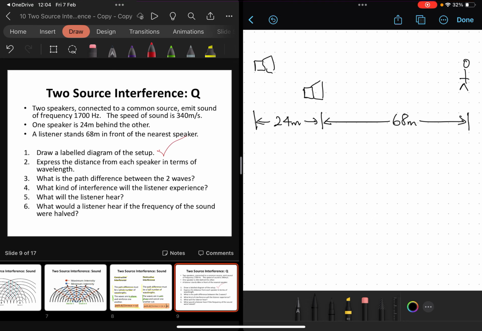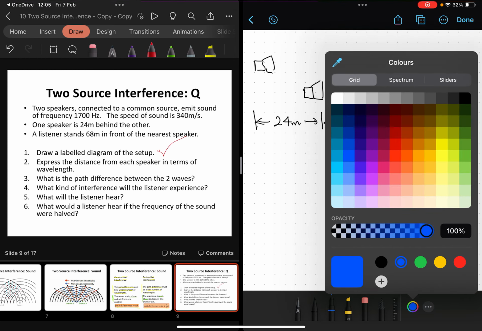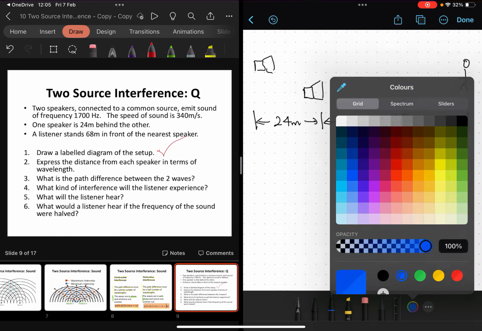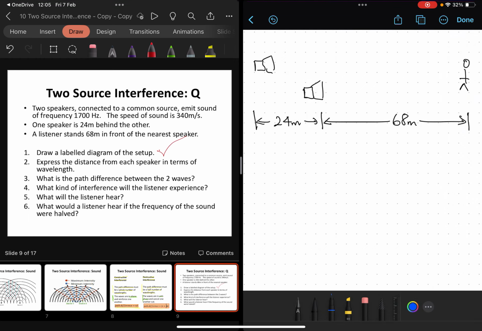Right, express the distance from each speaker in terms of wavelength. Okay, now I don't know the wavelength of the sound, so that's going to be my first job to work out. So I'm going to use the wave speed equation. Wave speed is wavelength times frequency. I want to know what the wavelength is. That's v over f. So that's 340 meters per second divided by 1700 hertz, 0.2. Okay, so a complete wavelength is 0.2 meters.